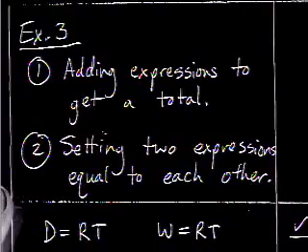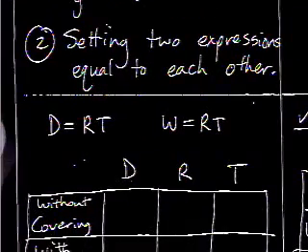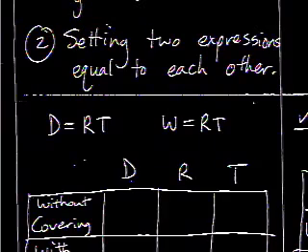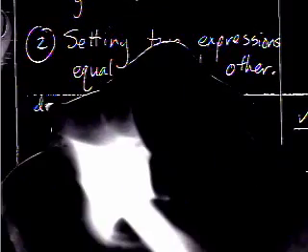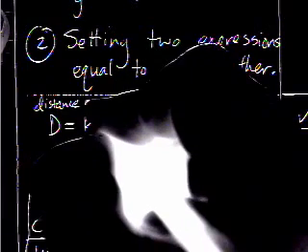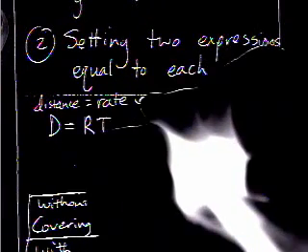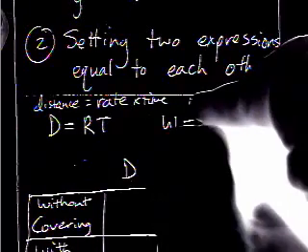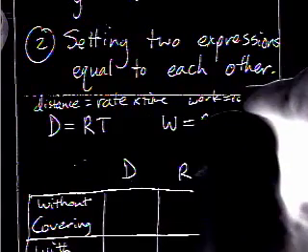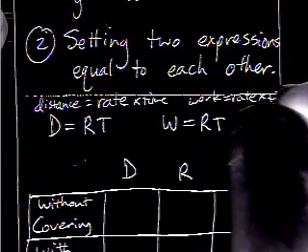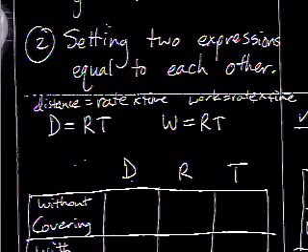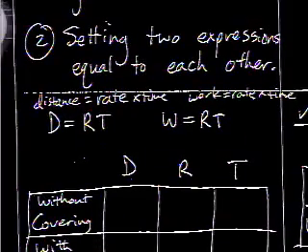Now, the two formulas you're probably going to work with a lot are distance equals rate times time, and work equals rate times time. So we got distance equals rate times time, and work equals rate times time. Those are the two formulas you're really dealing with.